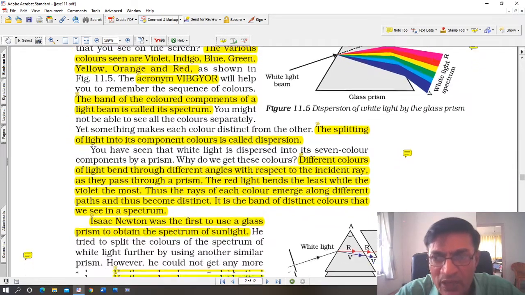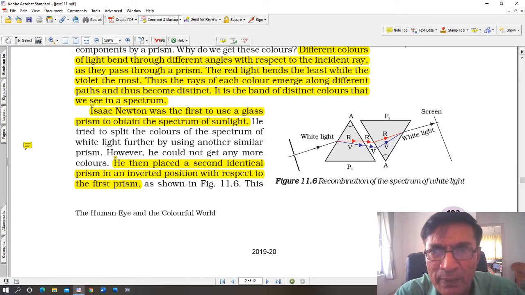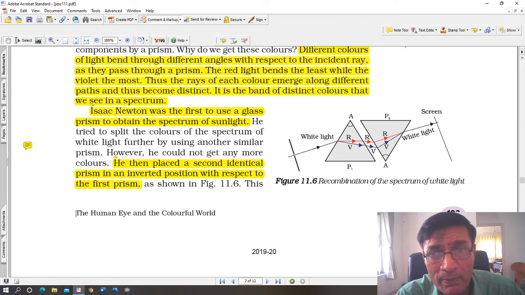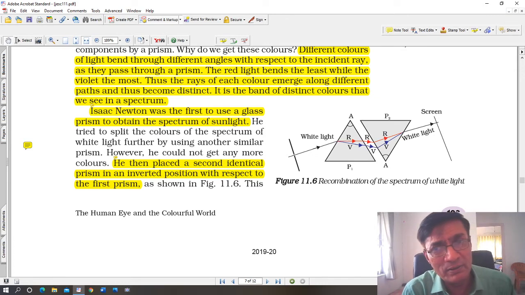Now let us suppose the opposite. Sir Isaac Newton, the great physicist from England, was the first one to split the white light into its component colors. Newton was a great mathematician and physicist. You can't study physics without mathematics. And then he tried to combine the colored light into one single light again. That is called recombination. Now let's see what recombination is here.